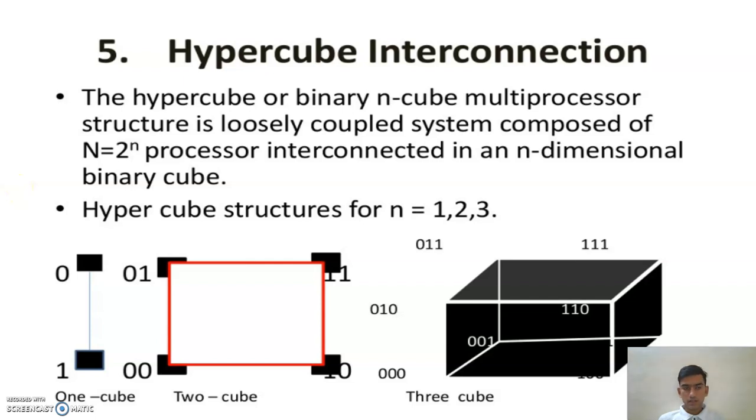Hypercube interconnection. The hypercube or binary n-cube multiprocessor structure is a loosely coupled system composed of N equal to 2 to the power of n processors interconnected in an n-dimensional binary cube. Hypercube structure for n equal to 1, 2, 3. This is a 1-cube, this is a 2-cube and a 3-cube.